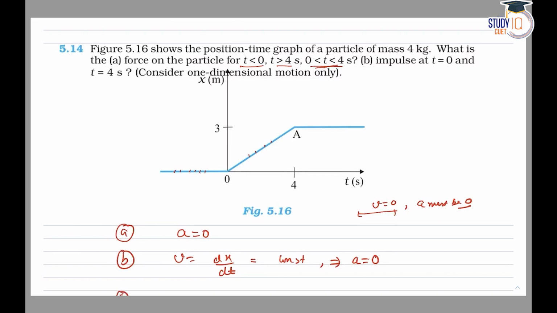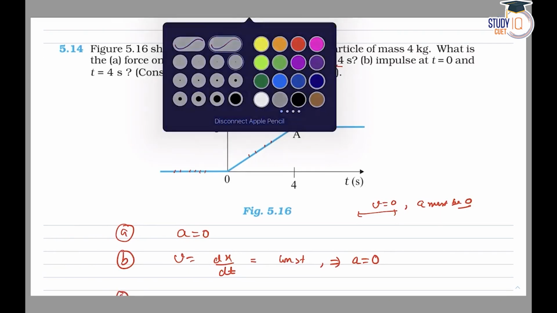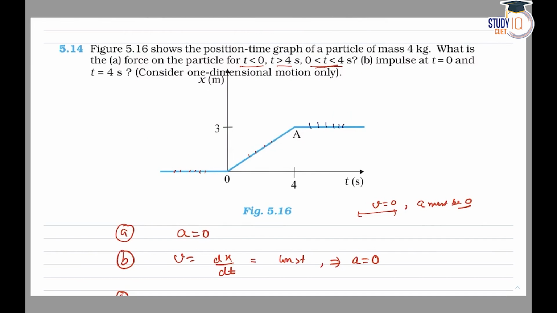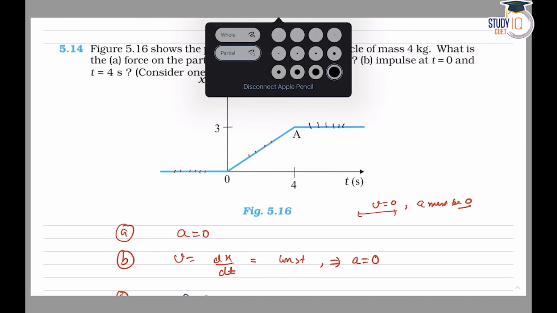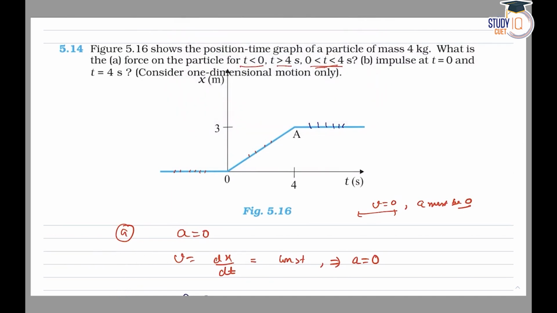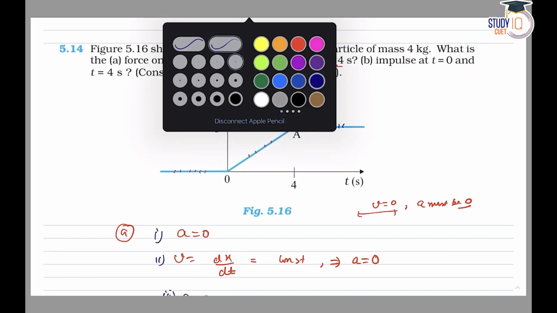C part, so in the C part we can again see that the position of the particle remains fixed. The position of the particle is not changing, so the particle is at rest, and if the particle is at rest in an interval, then the acceleration of the particle would be 0. Sorry, these are not ABC, this is the first part of A, this is the second part of A, and this is the third part of A. Now moving to part B.